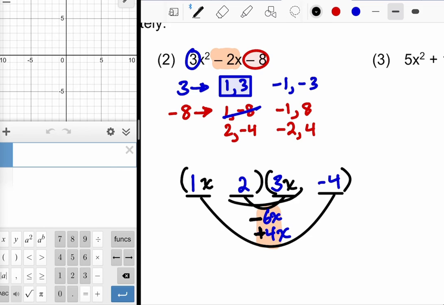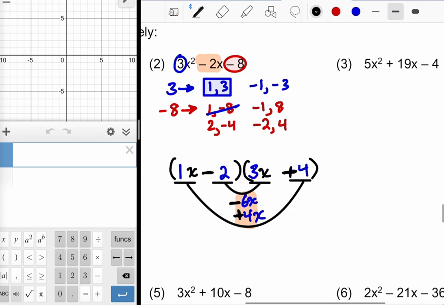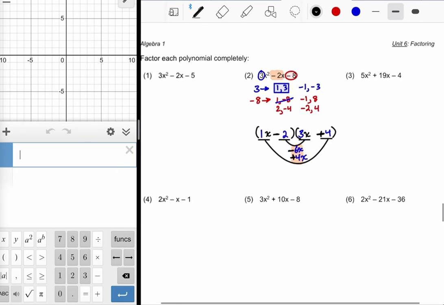So you think about this pairing here and how you would get a result of negative 6x there. You'd get it by making this a negative 2. If I want this pairing to give a positive 4x, that would only happen if this were a positive 4. And so there's the factors. We got it. I mean, it takes a little patience. I mean, a lot of patience. Let's do another.